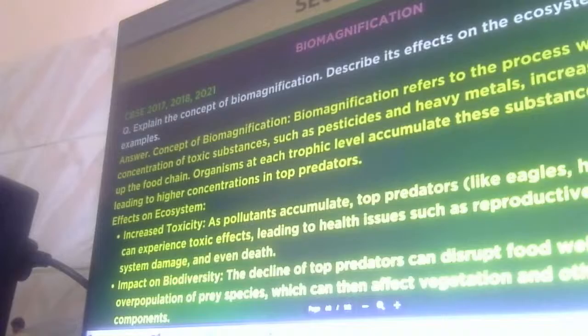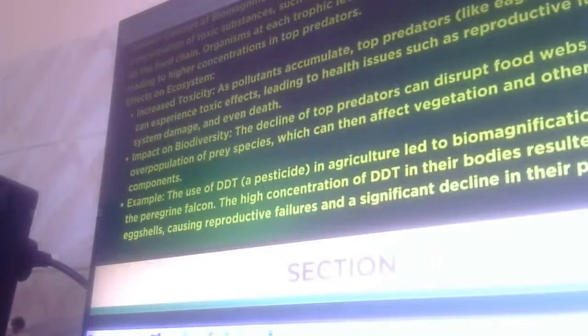Biomagnification: the process where the concentration of toxic substances, pesticides, and heavy metals increases as they move up the food chain. Organisms at each trophic level accumulate the substance in their body, resulting in high concentration in top predators.